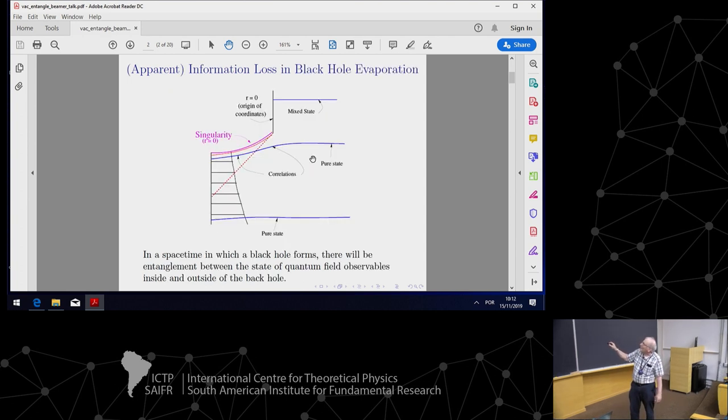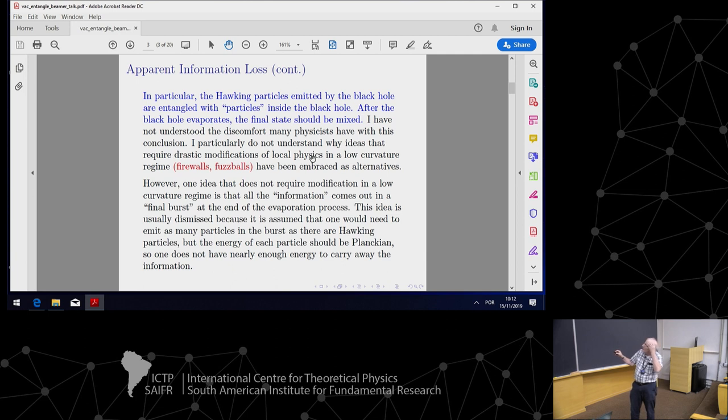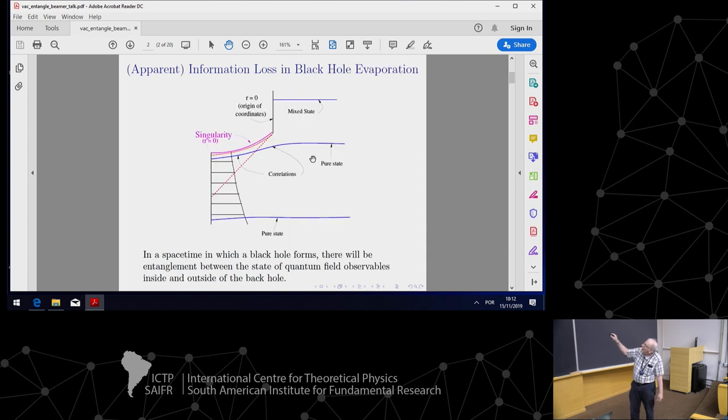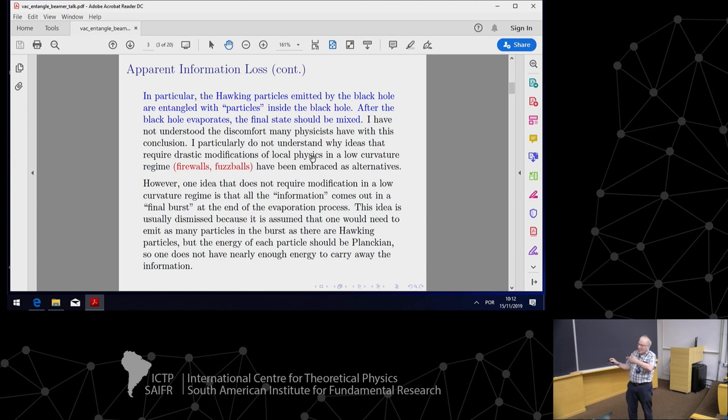Okay, but a less radical type of idea would be that the information is stored in the black hole, but it comes out in some sort of final burst at very late times, when the black hole is down to Planck mass and we don't know how to describe it. We'd need a full quantum theory of gravity to describe it. This idea of it coming out in a final burst has been around for the 40 years that people have been discussing these things. It's usually dismissed on the grounds that you would have to have some burst of particles to carry this information off, and those particles would have to be at Planck energy, and you'd need as many of them as Hawking particles, but you've only got a Planck energy's worth left, so you don't have nearly enough energy to carry away the information. At least that's the argument that's usually made.